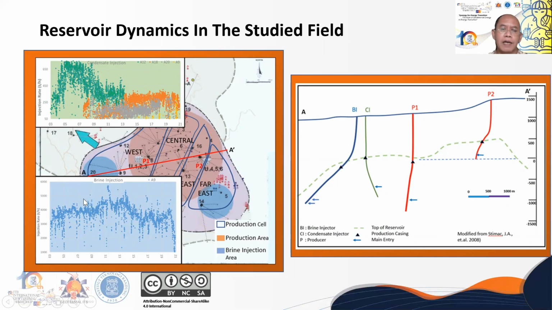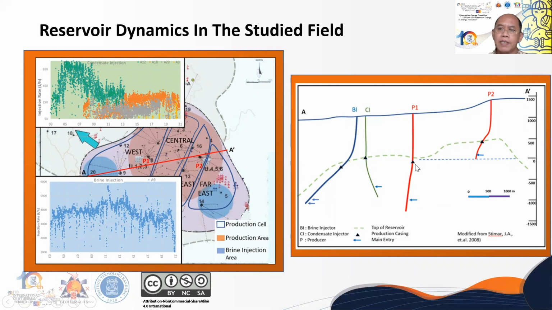First, we have to look in the west sector. There is a significant amount of brine injection from this area, and so with condensate from this area, and later on move further to the west. Two wells as an example showing the changes in the reservoir.